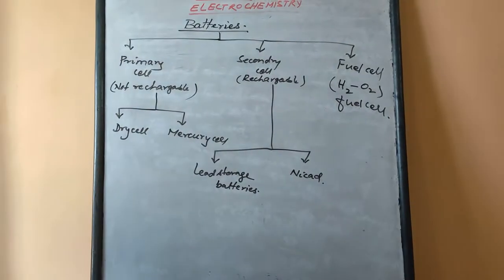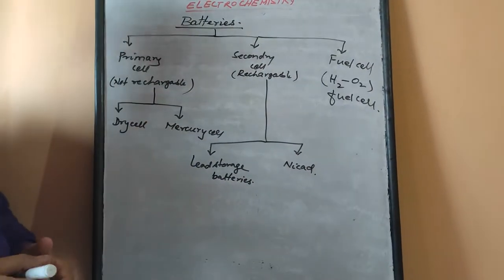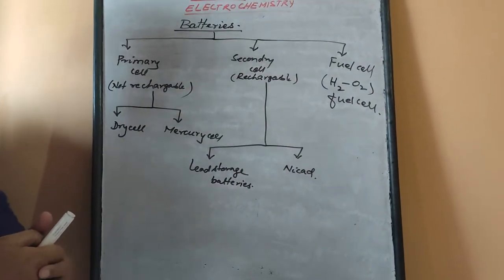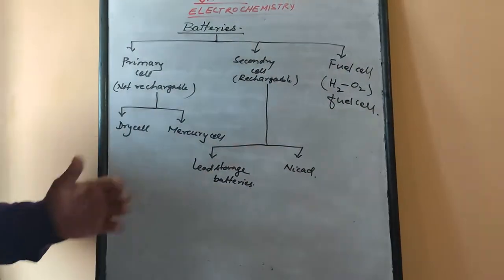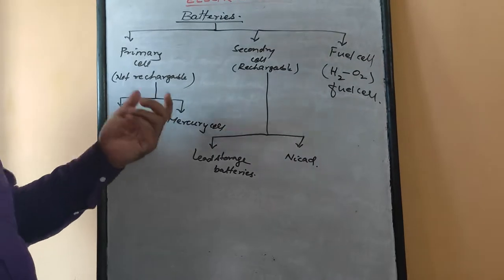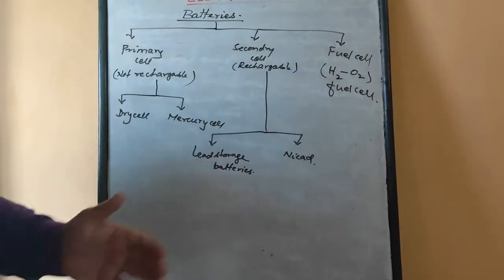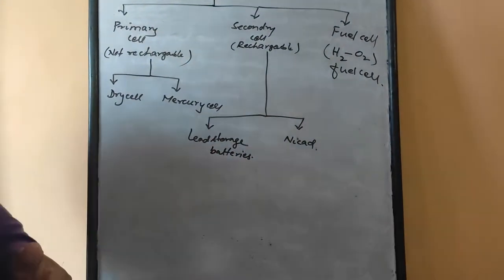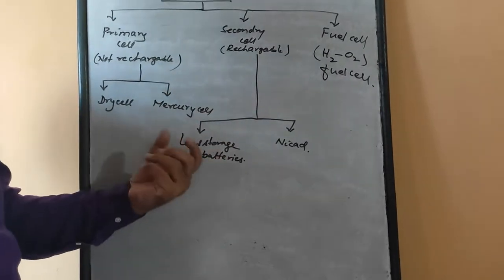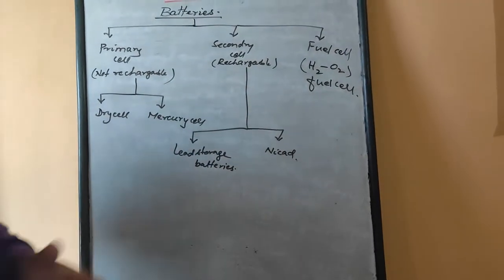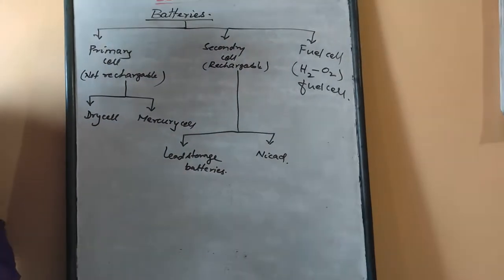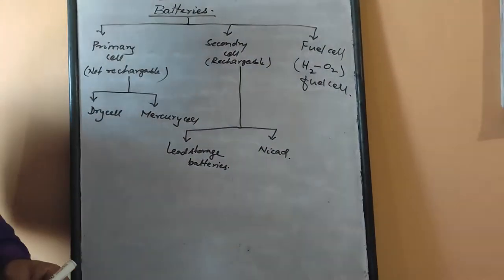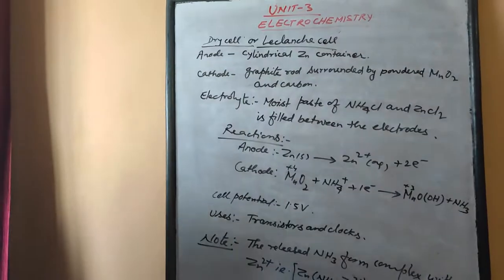So, in this topic, we will explain the primary cells, dry cell and mercury cell, and then the secondary cells: the lead storage battery and the nickel cadmium cell, and last the fuel cell. The hydrogen oxygen fuel cell is popular. Now come to the first.